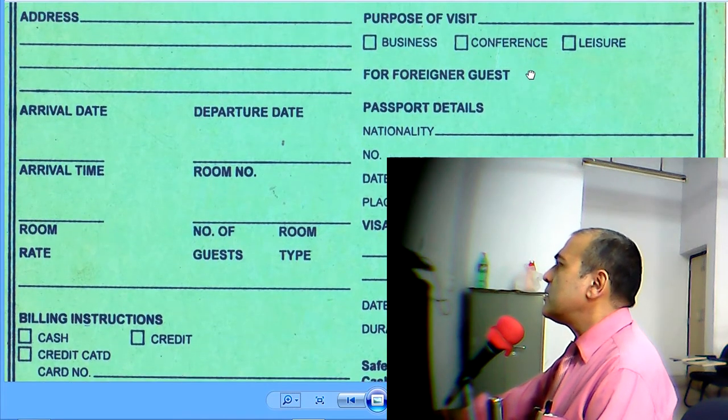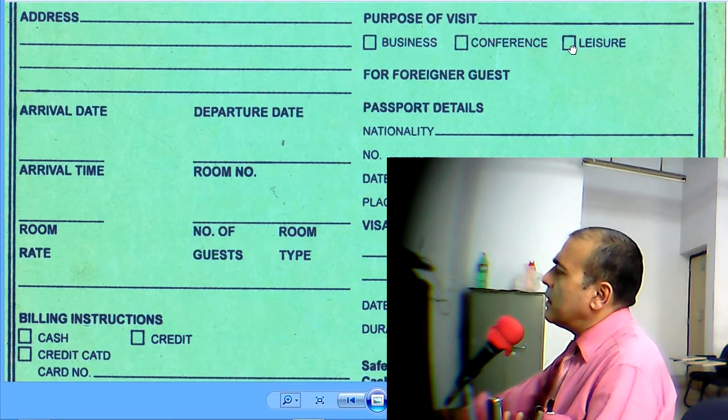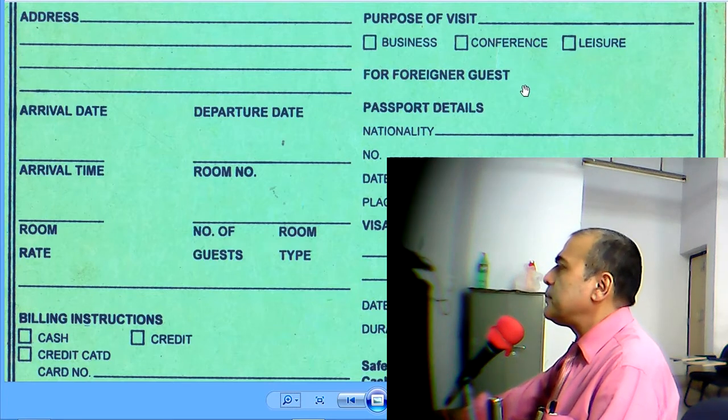So you can see the three options here. We have to tick one of these boxes, either business or conference or leisure. Depending on the type of hotel, this number of options can be increased or decreased.